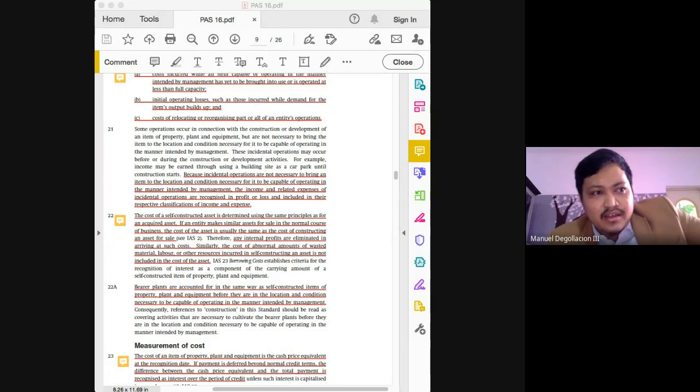Inversely, class, if you have incurred excessive costs, abnormal amounts of wasted materials, labor, and other resources in constructing the asset on your own, then the excessive amount should not be part of the cost of the asset. The excess will now be reported as an expense on your part.